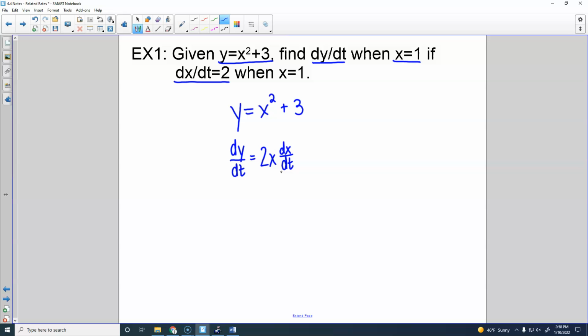Okay? So, with these problems, you're going to take the derivative, and basically you're just going to plug in the rest of the information that you're given. So they tell us whenever x equals 1, dx/dt equals 2. So we can plug in 1 for our x, and our dx/dt at that point is going to be 2. So we replace the dx/dt with 2. And so our dy/dt equals 4 when x equals 1.